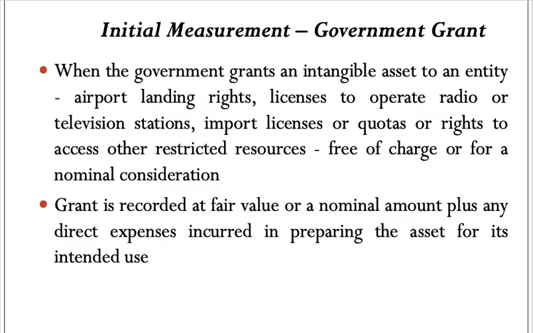Okay, under the government grant, this is a grant given to the company for rights on airport landing, for example, license to operate a radio or television station, import license or quota, or right to access other restricted resources. This is free of charge because the government gives it to you. So the grant is recorded at fair value or a nominal amount plus any direct expenses incurred in preparing the asset for its intended use. Because you are not paying the government, you get it for free.